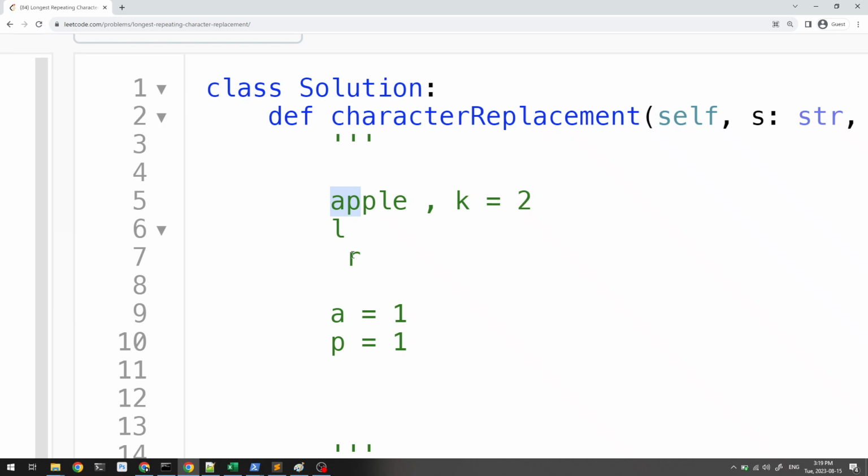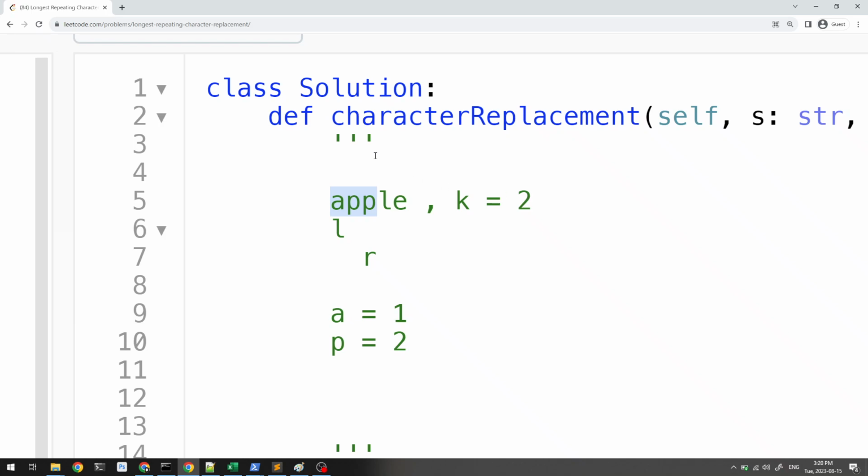So maybe let's consider one more case in which we move the R pointer ahead 1. Now, P is equal to 2. Okay, so now here's the real question. I have something like this, and my K is equal to 2, and I can replace 2 characters. Now, what do I want to replace?